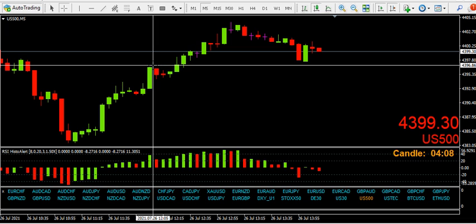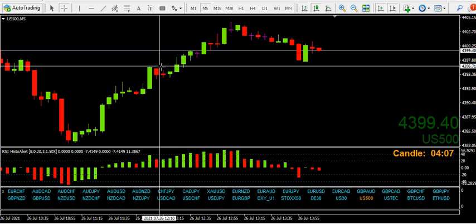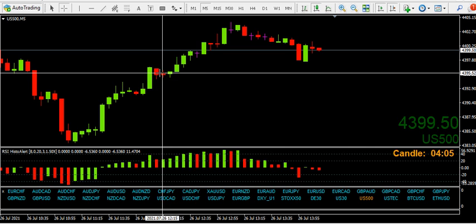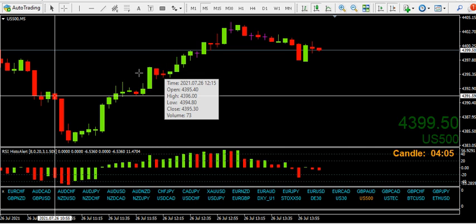So we continue on. Inside bar, inside bar, inside bar, but we know what that was. It broke resistance here. It's come back to test it as support.